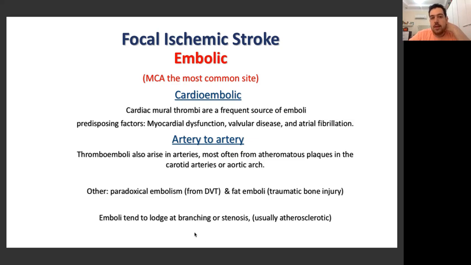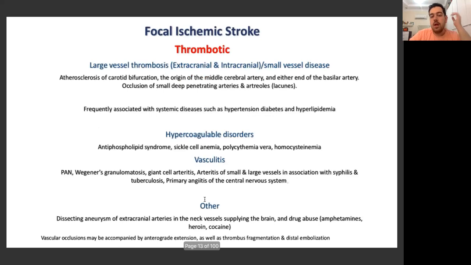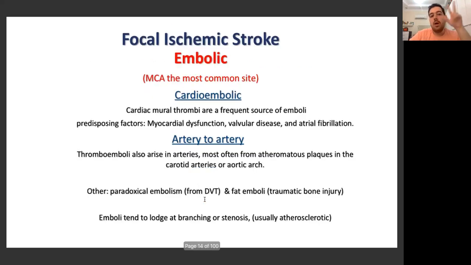So that's everything about emboli. To summarize these two slides, because they are important: thrombosis happens because of atherosclerosis, a hypercoagulable state, or vasculitis. We've explained each one of them in detail. While embolic stroke happens due to either a cardiac origin, most importantly atrial fibrillation, or a breakup of a thrombus from an artery that then dislodges in another artery. So these two slides are very important.